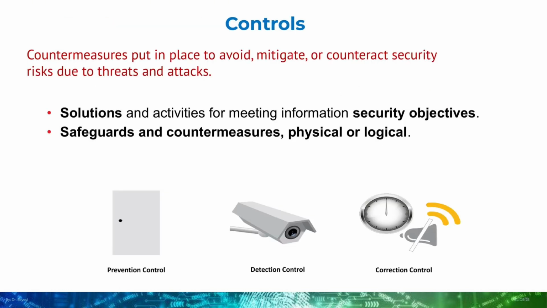What exactly are controls? They are the countermeasures we put in place to avoid, mitigate, or counteract security risks. They can be physical, like a lock, or logical, like encryption. We broadly categorize them by when they act. Prevention controls stop the bad thing from happening. Detection controls flag it when it is happening. And correction controls minimize the damage after it has occurred.